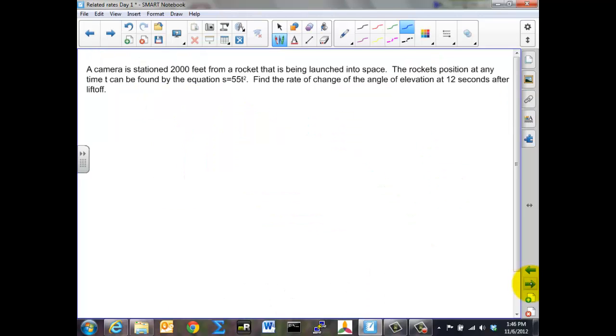Okay. A camera is stationed 2,000 feet from a rocket that is being launched into space. The rocket's position at any time can be found by the equation s equals 55t squared. Find the rate of change of the angle of elevation at 12 seconds after liftoff. Wow. What do you think there?